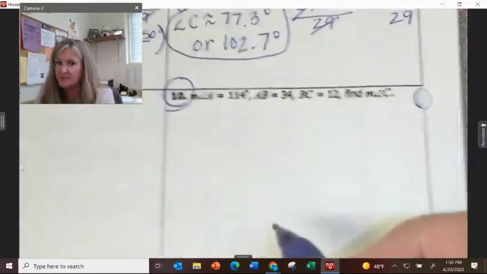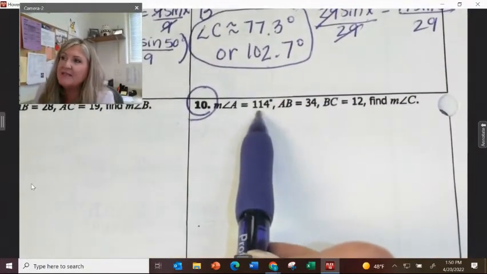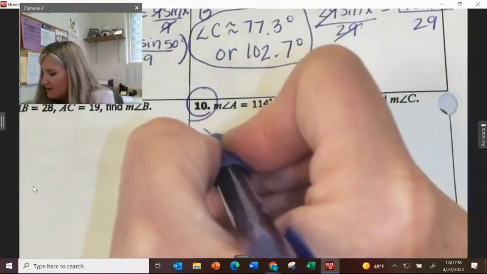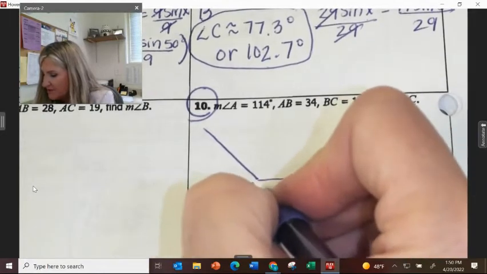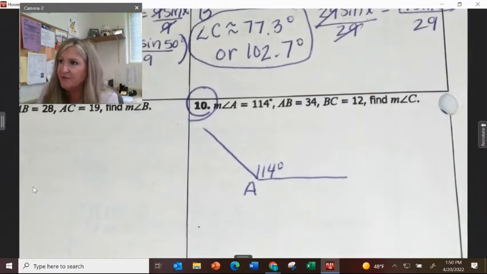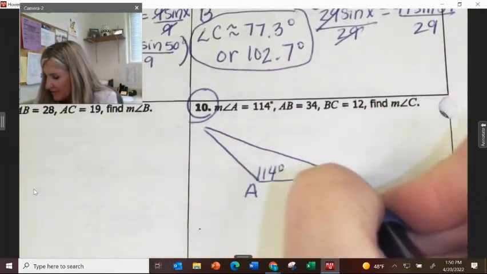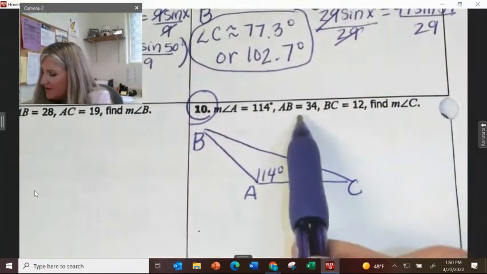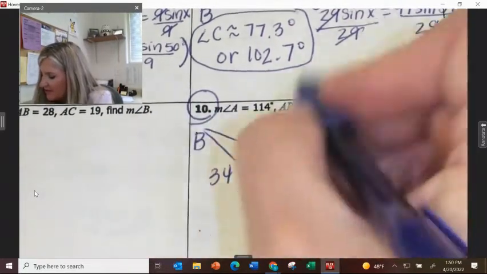All right. Let's look at number 10. This is going to be a different situation that can happen. All right, now, angle A is given as 114 degrees. I'm going to draw this to scale. I always like to put that angle that's given on that lower left. I don't know. It's just, to me, it makes it easier. So I'm going to make that angle obtuse. It's 114 degrees. The other two sides don't really matter so much. I'll put my B here, my C here. Side AB is 34, side BC is 12.